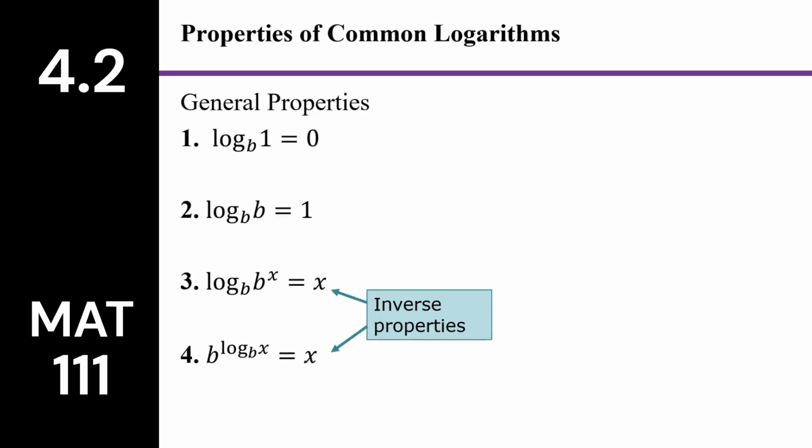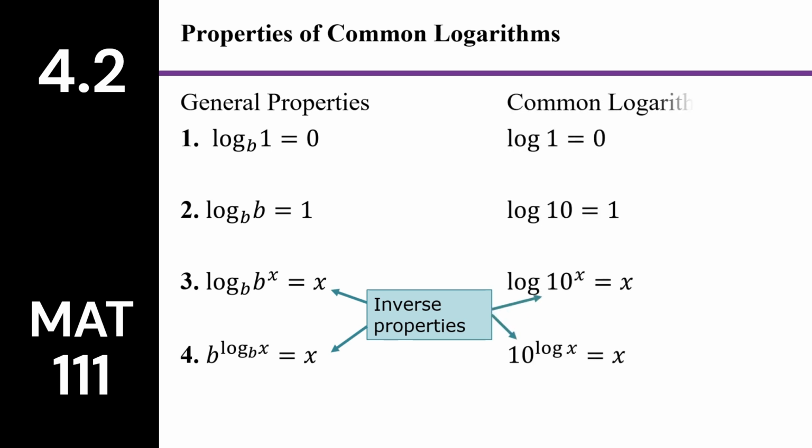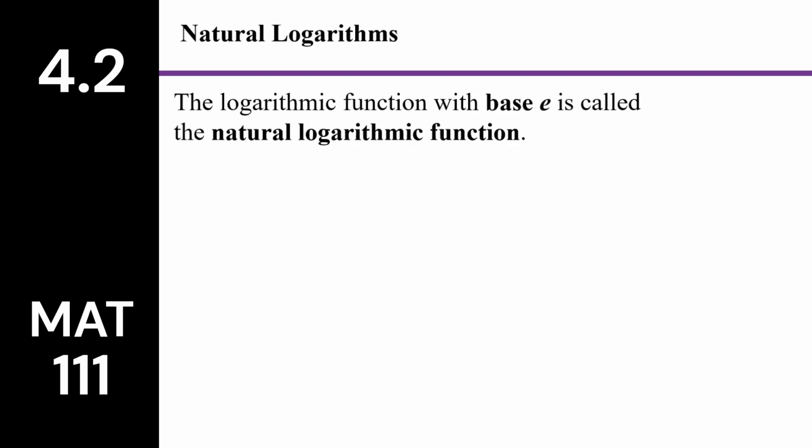Here's a summary of the properties we learned earlier, written with a base of b, but we can also look at these properties in terms of common logs. Since common logs have a base of 10, you'll notice we don't write the 10 on any of the bases of the logarithms, but they're essentially the same properties using tens.